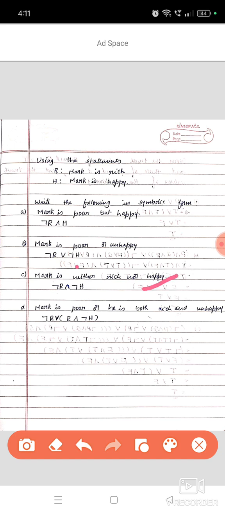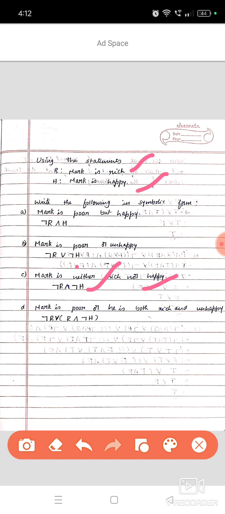Next, Mark is neither rich nor happy. Before writing this, understand the sentence. Mark is neither rich nor happy. Here we are not applying the OR operation. So understand the question carefully. Mark is neither rich, nor happy. He is not rich as well as he is not happy. So Mark is not rich means not R, and, because both, Mark is not rich, not happy. So and Mark is not happy means not H.